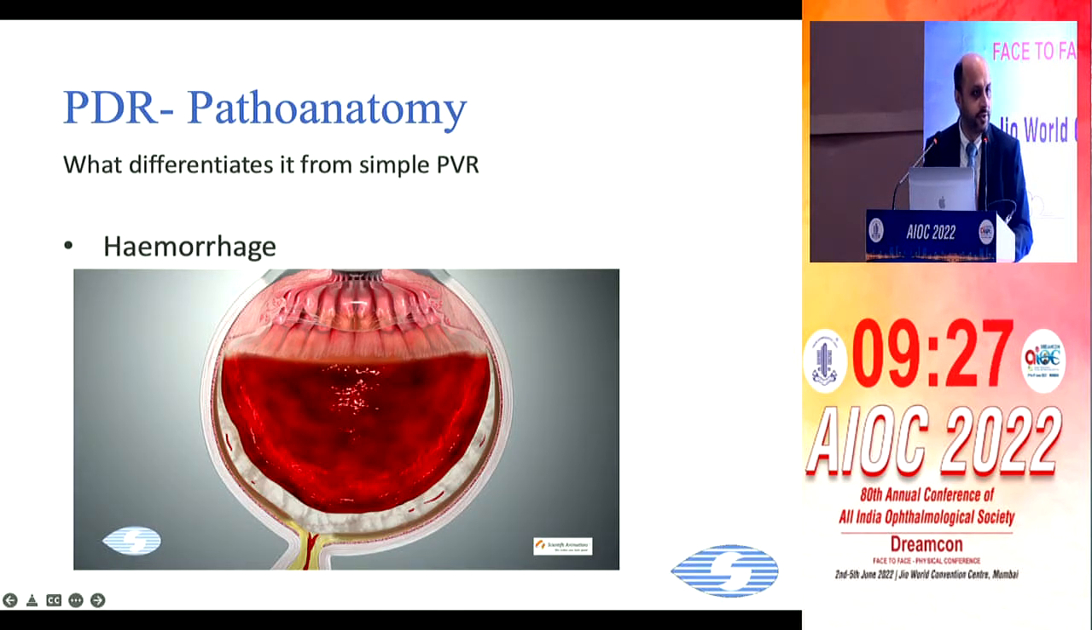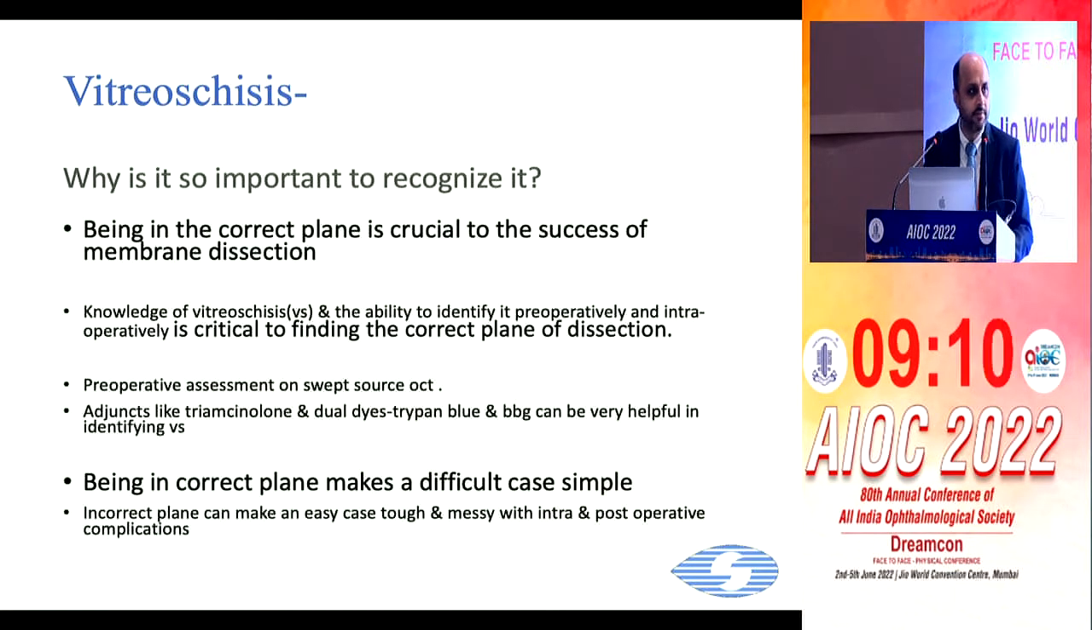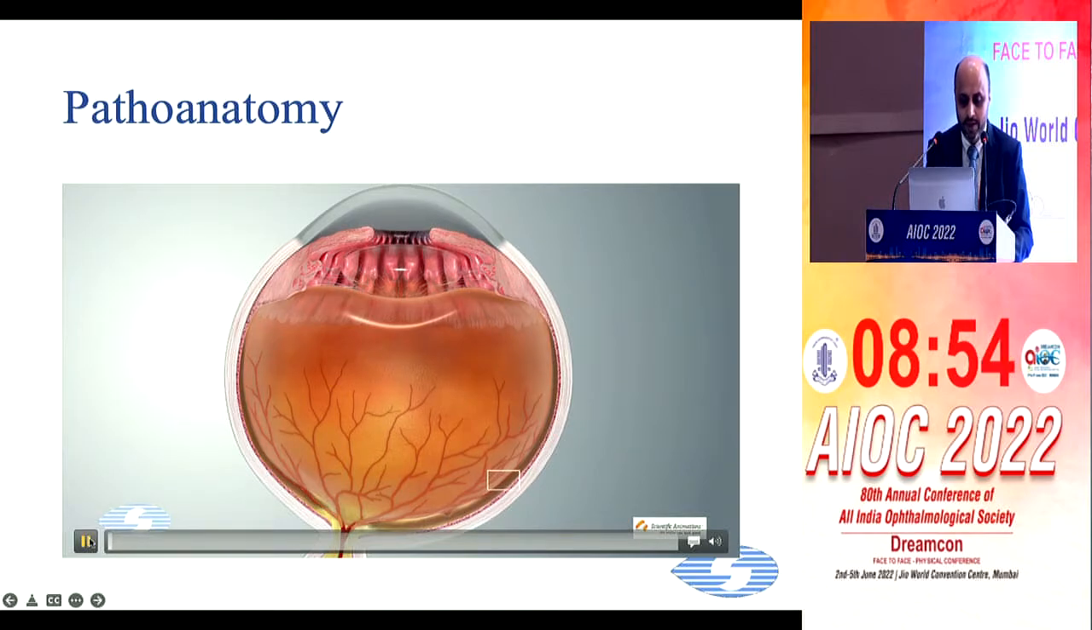Then it is the hemorrhage. Hemorrhage is also another component which plays a very crucial role in understanding PDR pathoanatomy. And the third most important thing is vitreoschisis. I think this is one element of PDR which makes a surgery difficult or easy. It is very important to understand vitreoschisis because it helps us to get into the right plane of dissection, and that is extremely crucial to keep a case simple or make it extremely difficult. So we'll just go through this small animation.